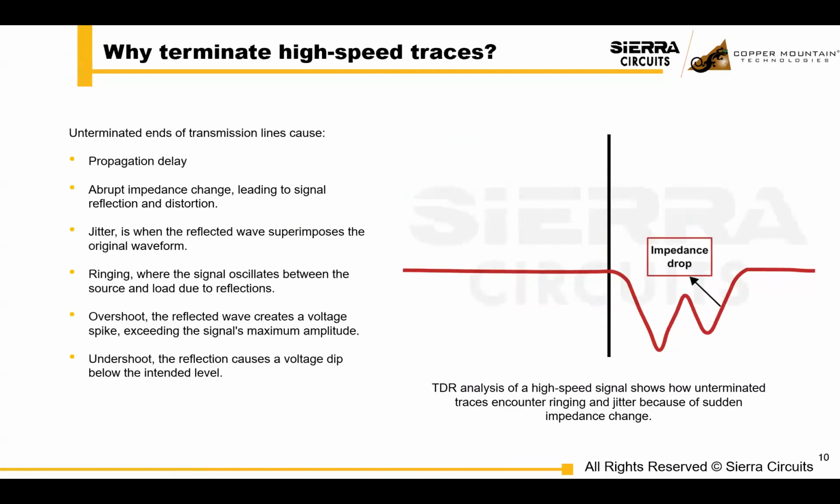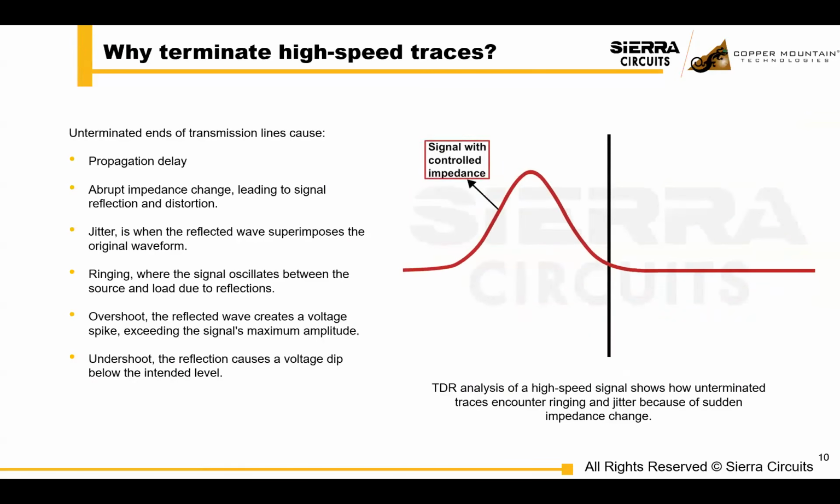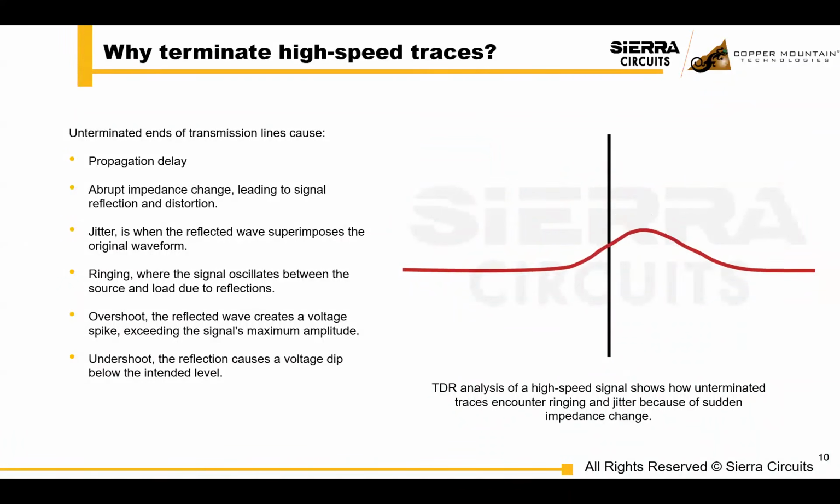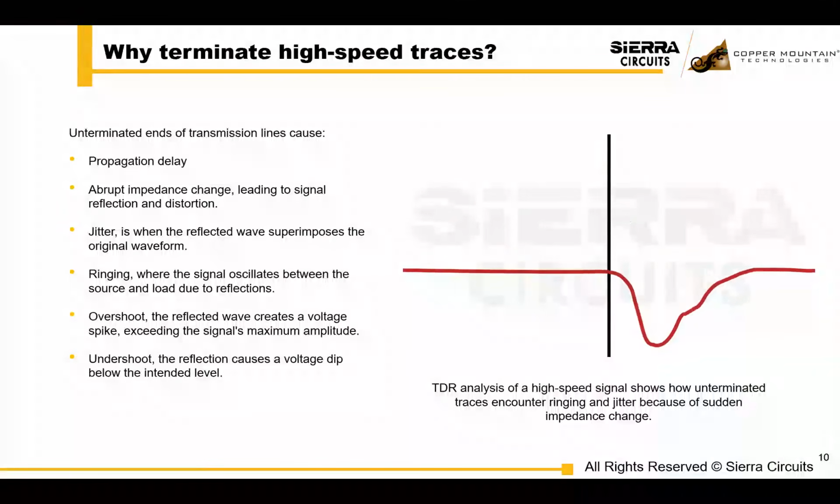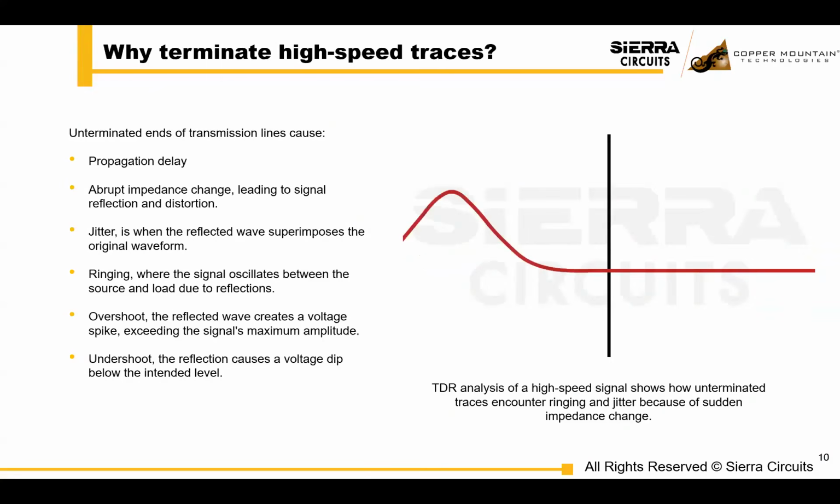Okay, so we're going to talk about trace termination. Is it a good idea to terminate your high-speed traces? Yes, it is. Unterminated transmission lines can create an abrupt change in impedance, leading to signal reflections, which can cause jitter. You don't want this type of interference with the original signal.